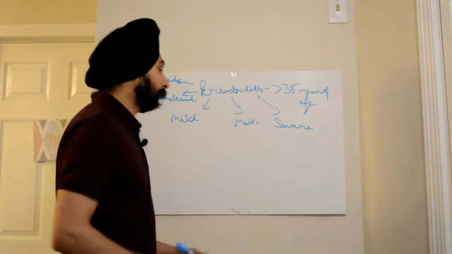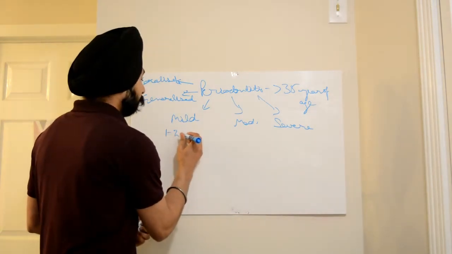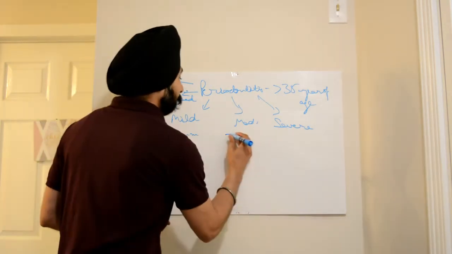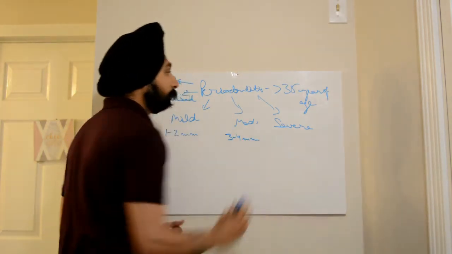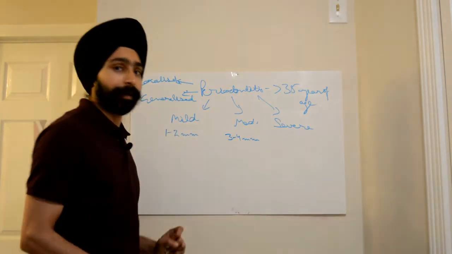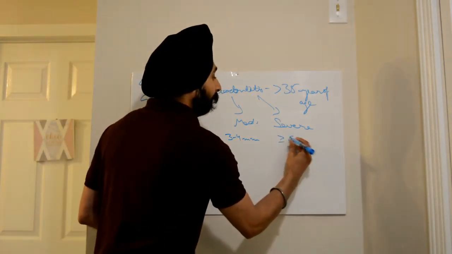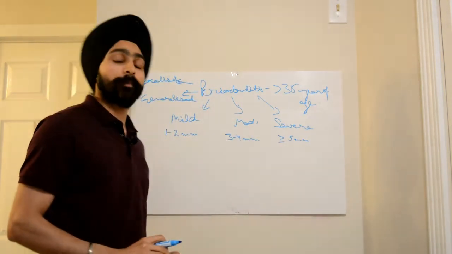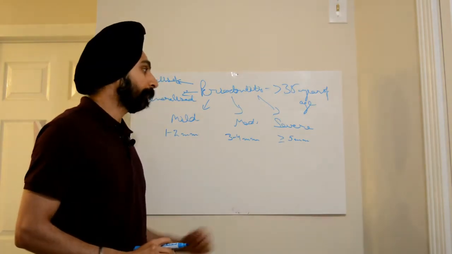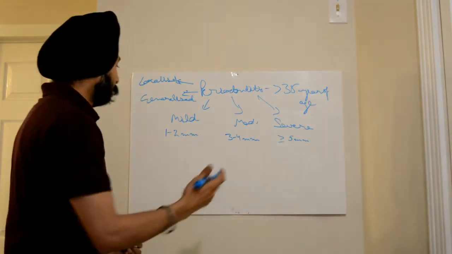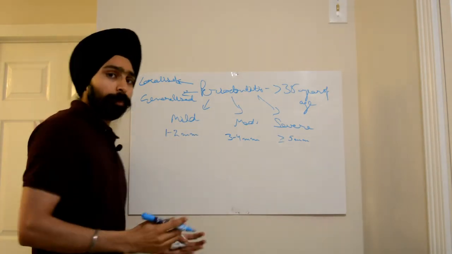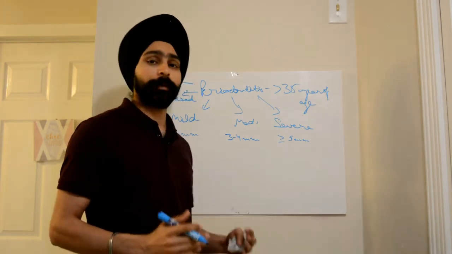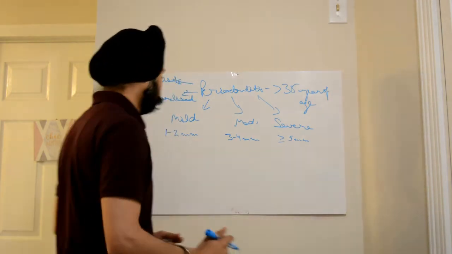Now what about mild, moderate and severe. When 1 to 2 millimeter of bone loss is present, we call it mild periodontitis. When 3 to 4 millimeter of bone loss is present, we call it moderate periodontitis. And when more than or equal to 5 millimeter of bone loss is present, we call it severe periodontitis. Friends, 1 to 2 millimeter of bone loss or clinical attachment loss, same where 3 to 4 or more than 5 millimeter of bone loss or clinical attachment loss.